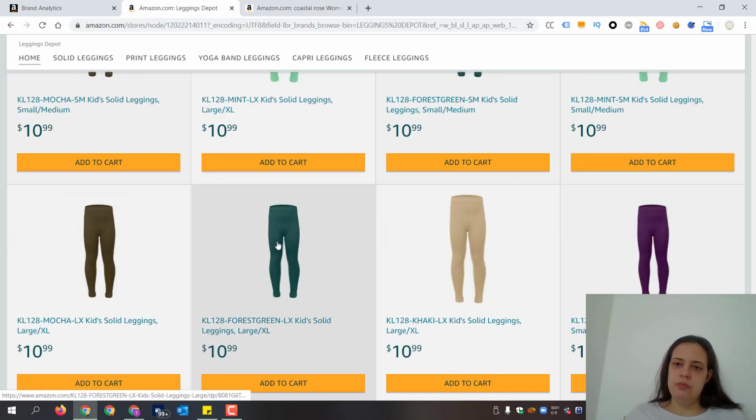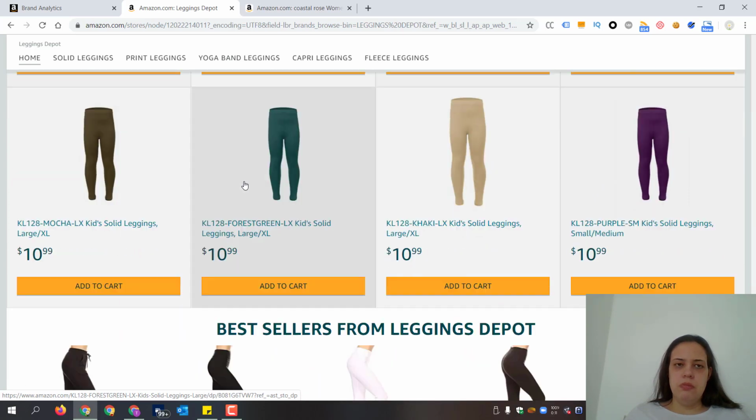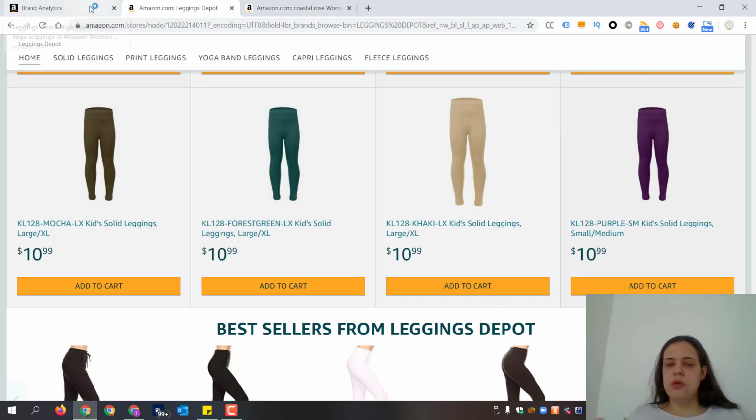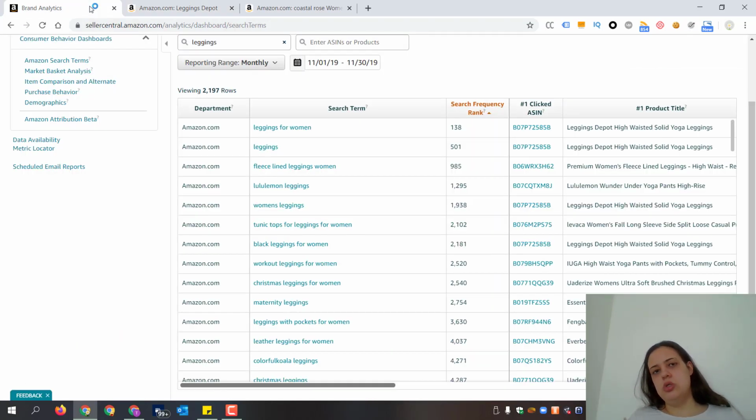So when you see the top 3 products for the search term you want to rank for, make sure to visit their listings, their storefronts, and their social media pages, and understand where all of this traffic is coming from.